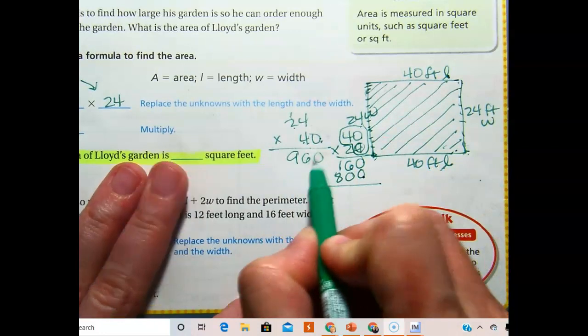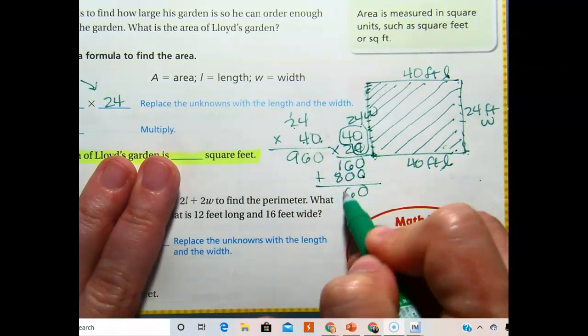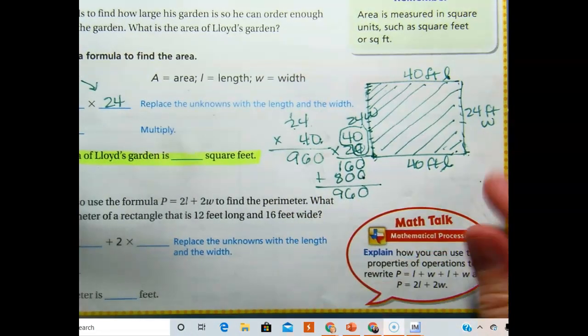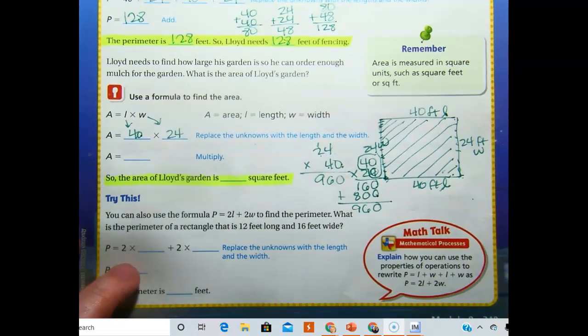So let's see if we get that same answer. 0 plus 0 is 0. Then you have your 6. 8 plus 1 is 9. Yes, we absolutely do. We get the same answer. So more than one way to solve a problem always.